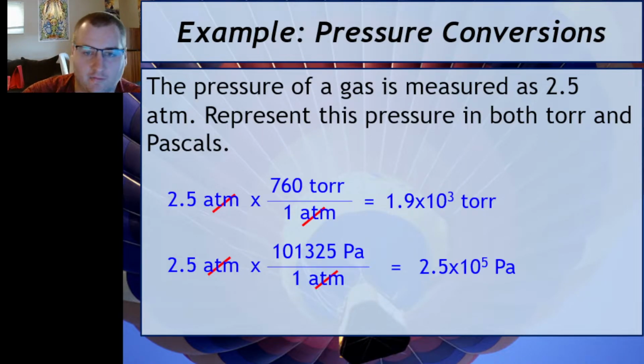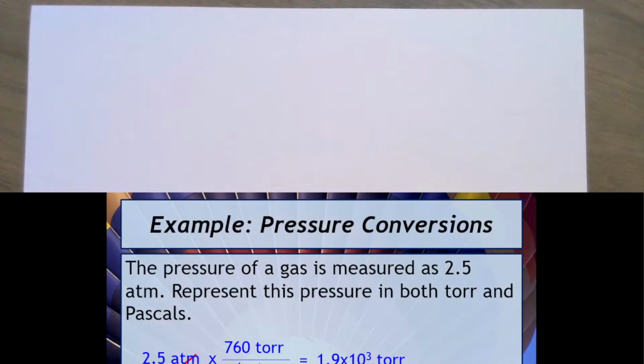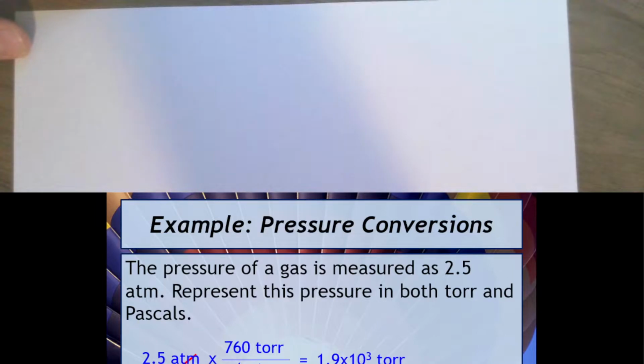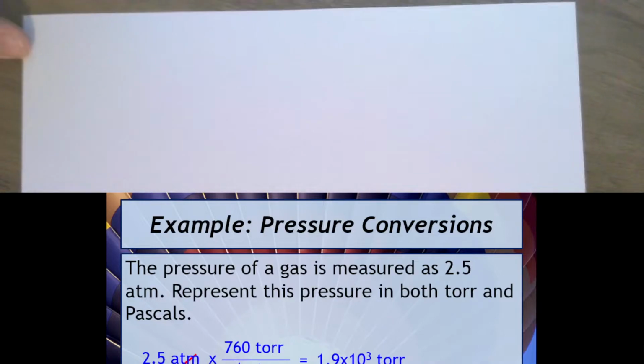Okay, over here we have our first example problem. I'm going to work it out as we go here. All right, so pressure conversions. We're going to use these throughout other questions, so it's important to get them down. It says the pressure of a gas is measured as 2.5 ATMs, 2.5 atmospheres. We're going to represent or convert this pressure in both torrs and pascals.